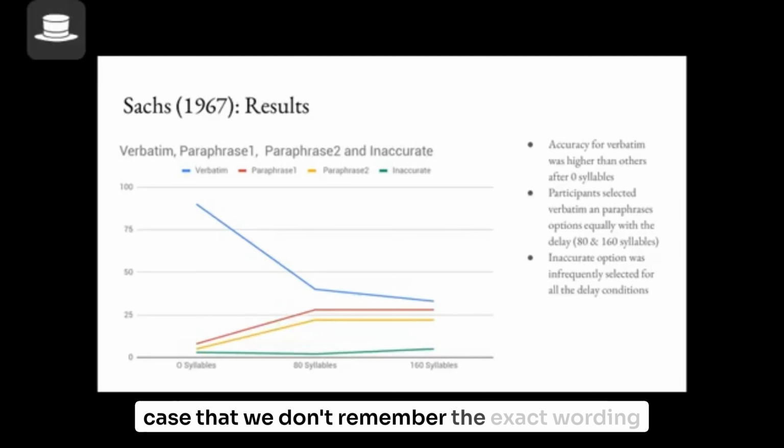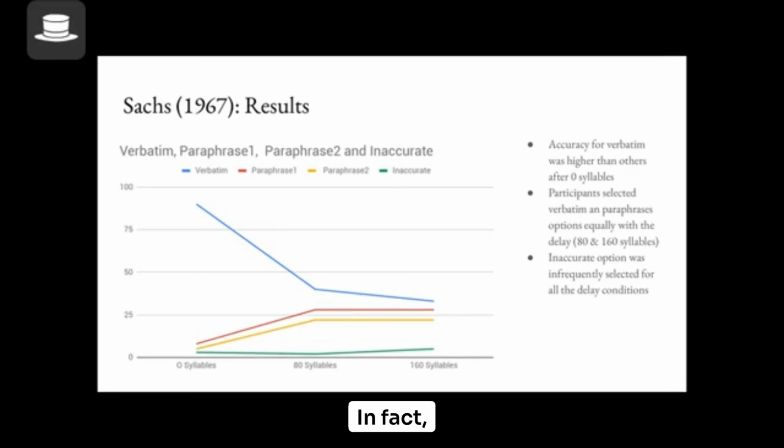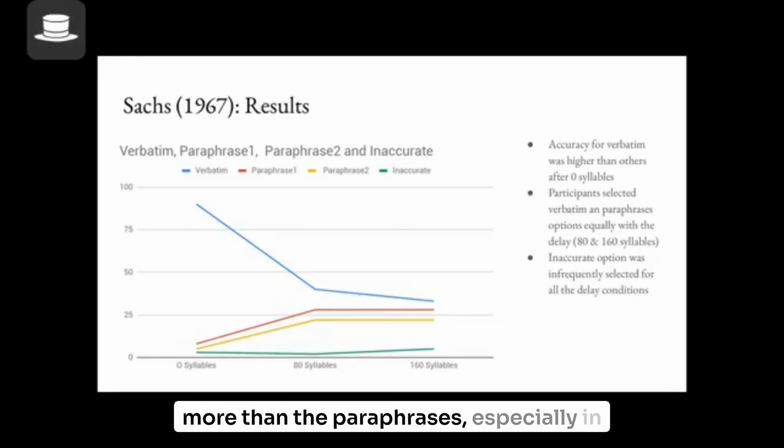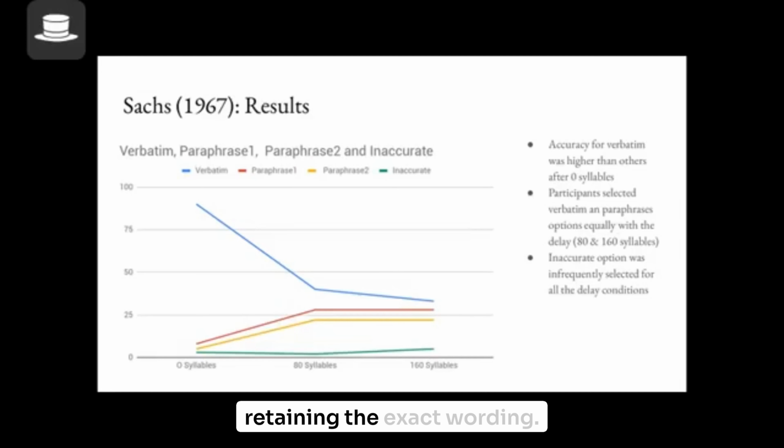But other researchers continued these experiments and found that it may be the case that we don't remember the exact wording in general, but for some specific situations, we tend to equally remember the verbatim, in fact, more than the paraphrases, especially in instances where there is some utility to retaining the exact wording.